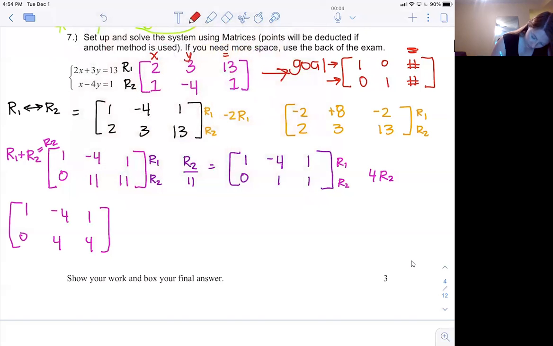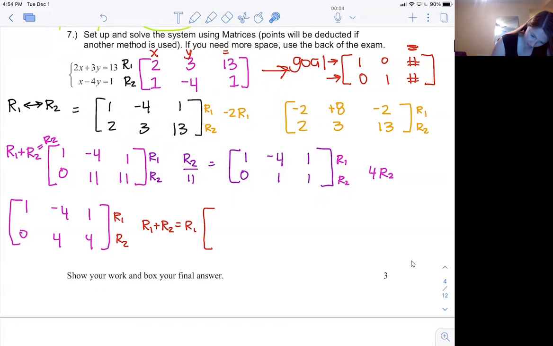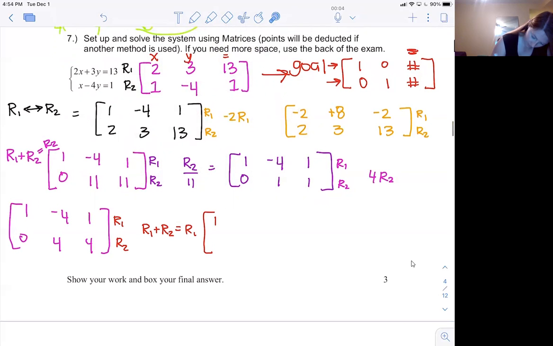So now what I want to do is add row 1 plus row 2 to get a new row 1. So 0 plus 1 is 1. 4 plus -4 is 0. 4 plus 1 is 5. And then my row 2, remember I don't want a 4 here, so I'm going to go back to my original one. So I'm going to have 0, 1, and 1, which is what I want.